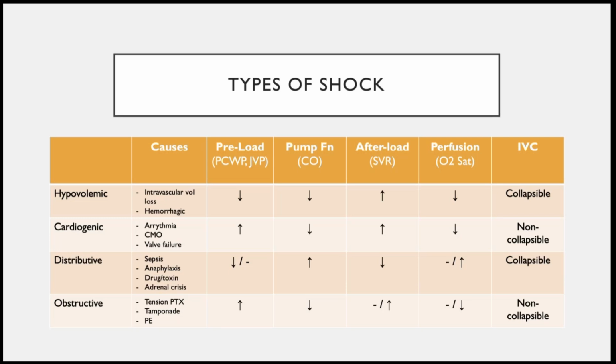In the setting of distributive shock, this can be caused by sepsis, anaphylaxis, different drugs or toxins, adrenal crisis. Usually we'll have an increased cardiac output and a collapsible IVC. And the last, and probably the most useful for the rush exam, is obstructive shock, which is usually caused by tension pneumothorax, cardiac tamponade, pulmonary embolisms, which you can see a decreased cardiac output and a non-collapsible IVC.